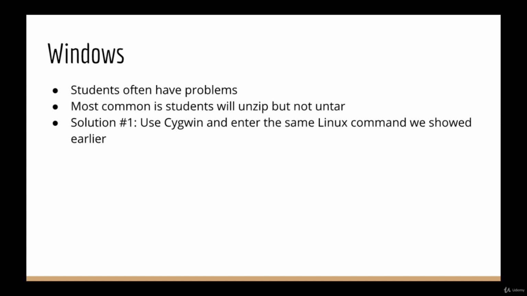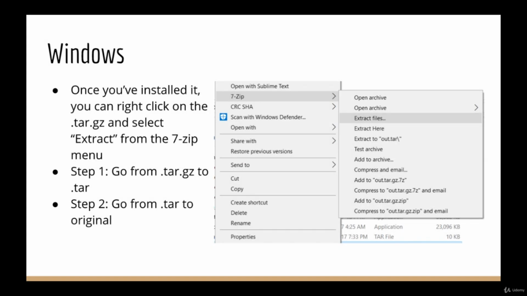Another solution is to use the program 7-zip, which can come in handy for several other file formats as well. You can download it from 7zip.org. Once you've installed it, you'll be able to right-click on the file and select Extract. There are several options for extract, like Extract Files or Extract Here. You can choose the one you want.